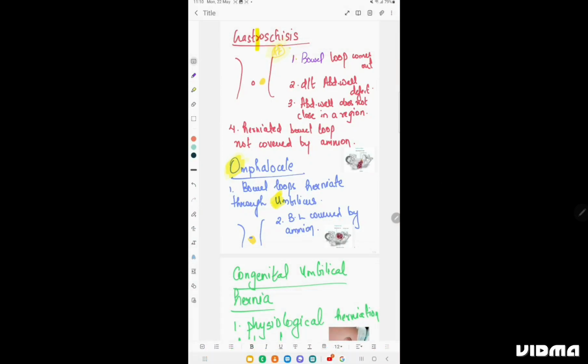Today let's talk about a few of the conditions seen in newborns. Okay, abdominal conditions. The first one is gastroschisis. Gastro meaning the abdomen, and schisis means separation.